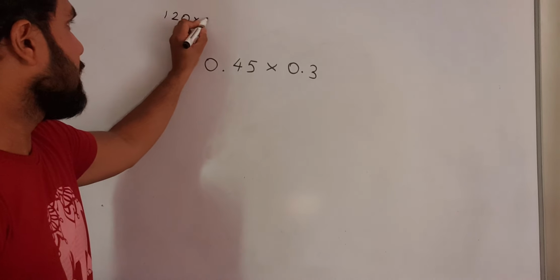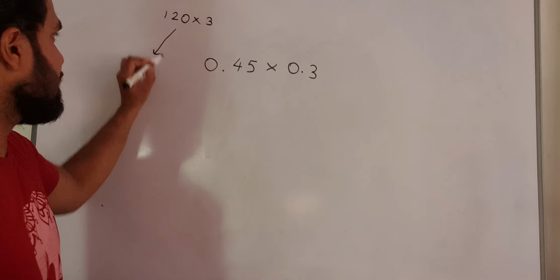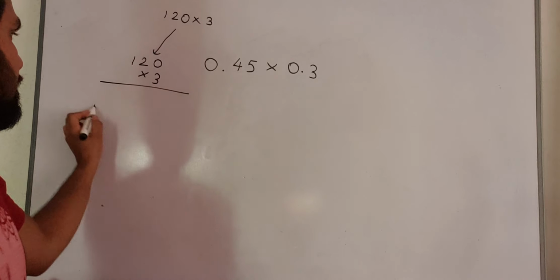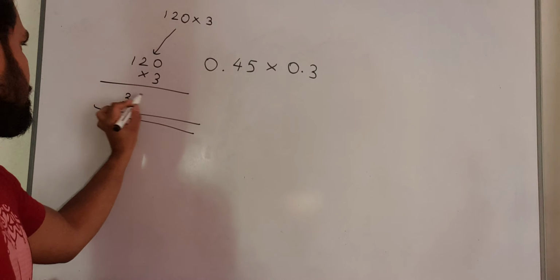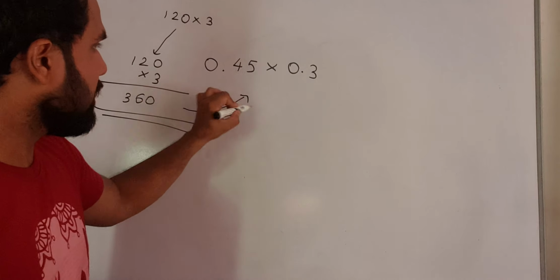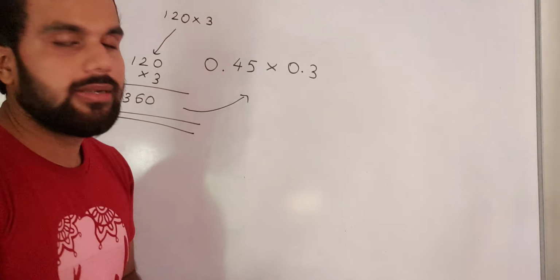So, as you see, the question is this: how do we solve that and get the answer quickly? Basically, when we multiply by whole numbers, for example, 120 multiplied by 3, we can easily get the answer. Write it down like this and get the answer. But in this kind of scenario, we can't apply that.